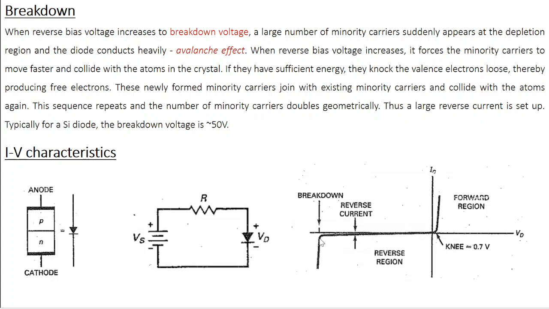So then onwards, for a small increase in voltage, you have a very large increase in current. But you need to completely avoid this region because, as I said, due to high amount of heat energy release, your device is going to get damaged. So this is the IV characteristics of a PN junction diode.